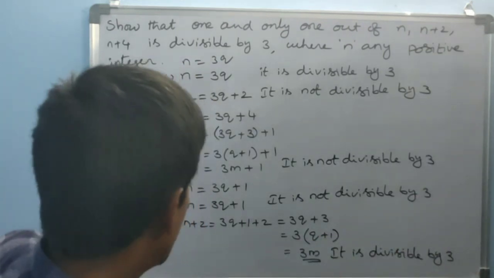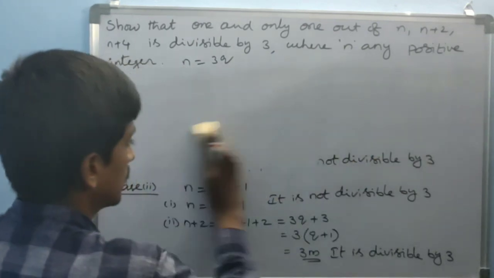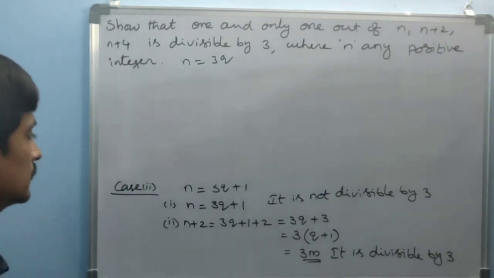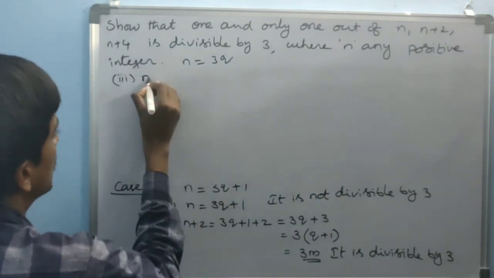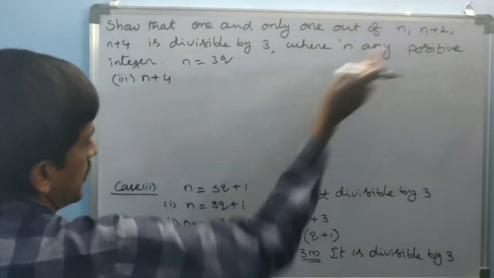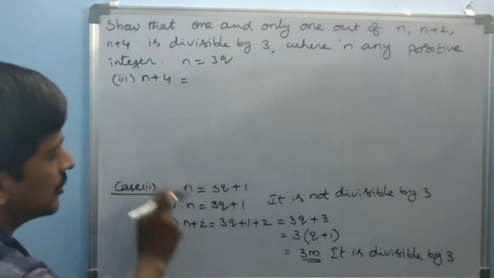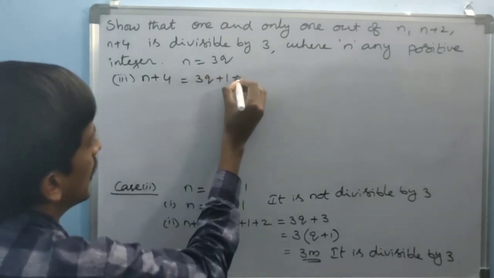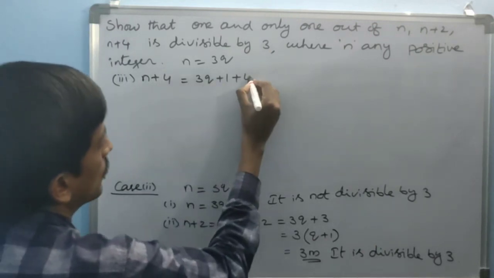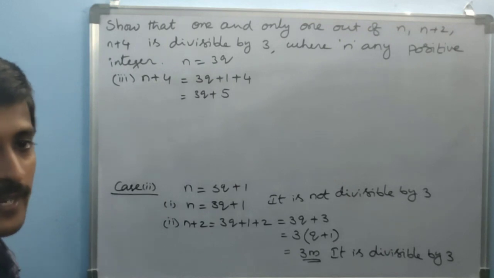And the third one in the second case, n plus 4. n is completed, n plus 2 is completed. Now n plus 4. What is the n value? 3q plus 1, plus 4, which is 3q plus 5.